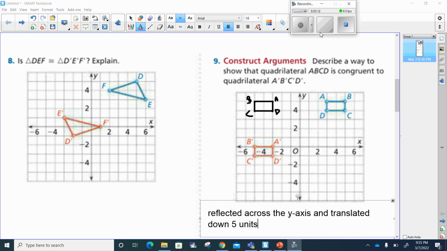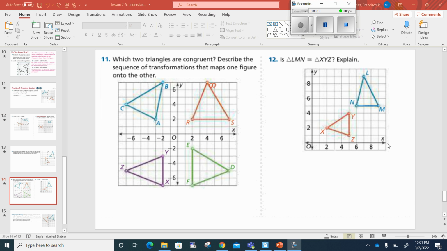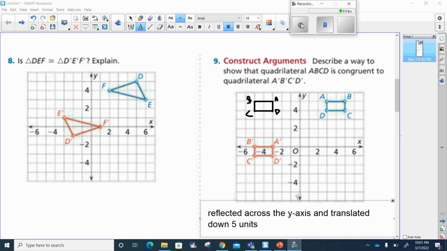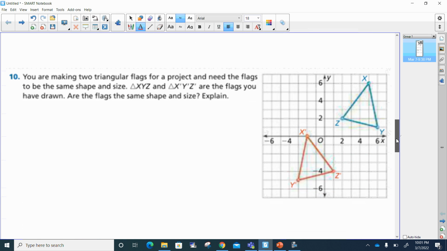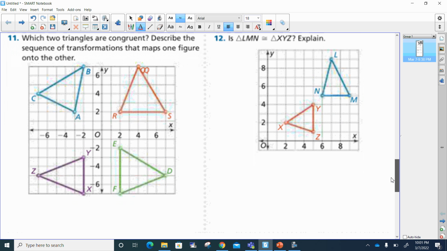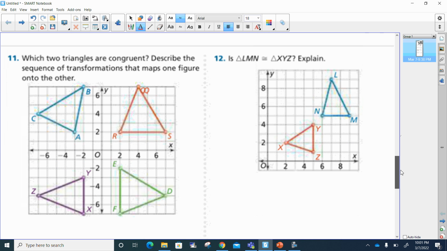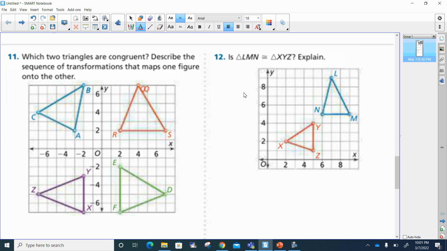Okay, I guess my next one's number 11. Let's go down to number 11 now. Number 11 says, which 2 triangles are congruent? Describe the sequence of transformation that maps one figure to the other. I do got 11, right? Yes. Okay, so which ones are congruent?